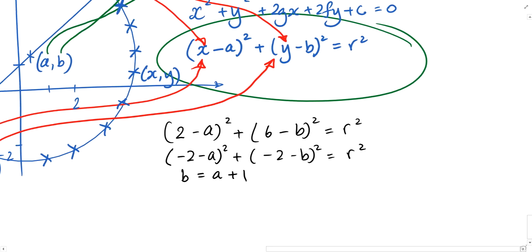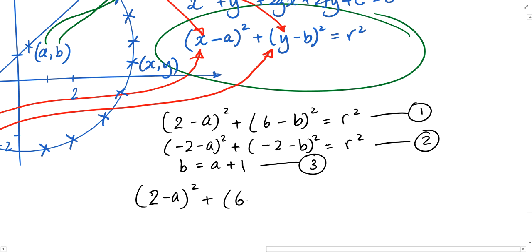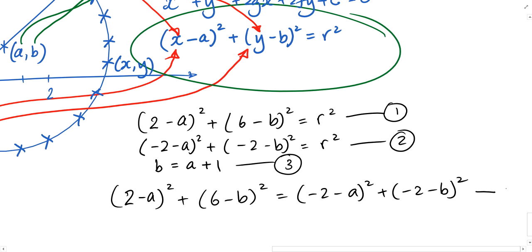Okay, so let's talk about these equations over here. It is the same simultaneous equation, but now we have 3: 1, 2, and 3. Which one do you want to start with first? You start with 1 and 2 together, because both of them give us r², right? So we have (2 − a)² + (6 − b)² = (−2 − a)² + (−2 − b)². This is my third equation. Oh no, this is my fourth equation.